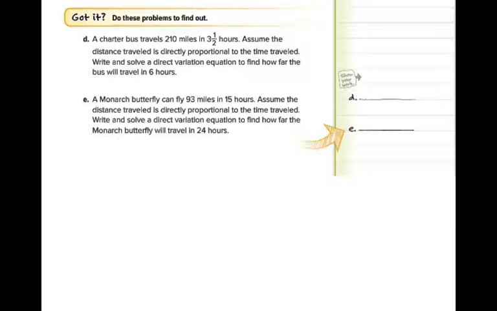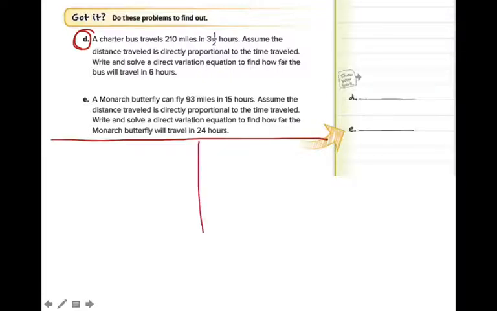Okay, so let's do 2 problems just to see if you got it. D is our first one. A charter bus travels 210 miles in 3.5 hours. Assume the distance traveled is directly proportional to the time traveled. Write and solve a direct variation equation to find out how far the bus traveled in 6 hours.